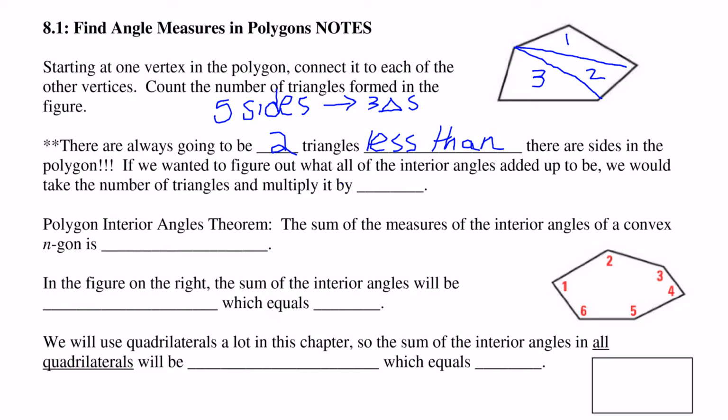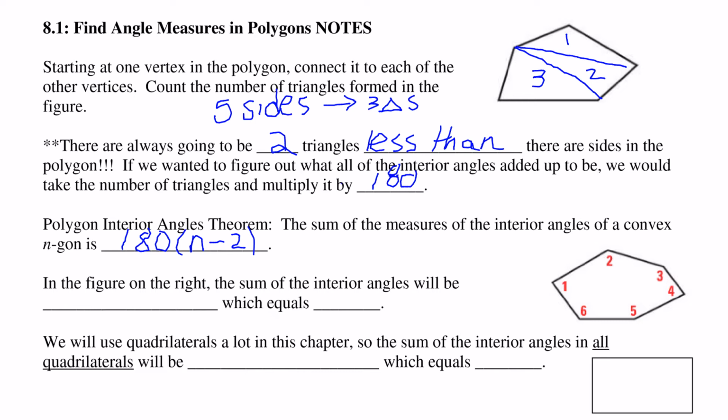So if we have the number of sides of the polygon, if we subtract 2 from it, this will be the number of triangles created inside. And if we multiply the number of triangles by 180 degrees, that would give us the total sum of the degrees. So here is our formula. Now remember that n stands for the number of sides of the polygon.